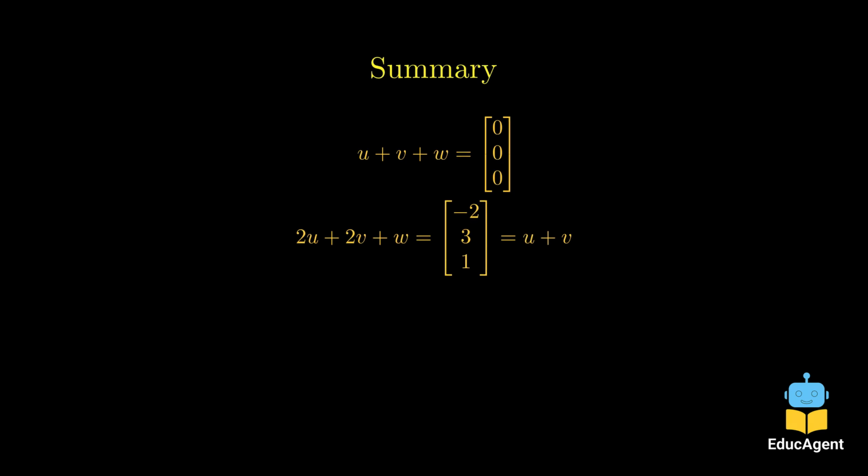Let's wrap up what we found. First key fact: the three vectors sum to 0. Second, 2u plus 2v plus w equals u plus v. Third, w is a linear combination with coefficients -1 and -1.